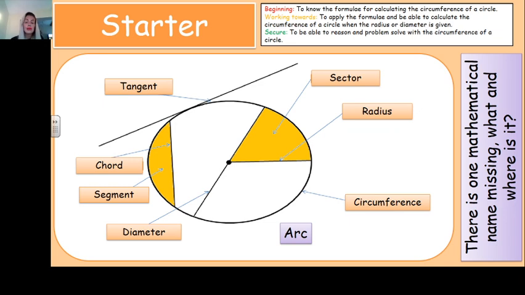Okay, so the one that looks like a pizza slice, guys, was the sector. The radius is the one that goes from one end of the circle to the middle, and the diameter is double the radius, so from one end of the circle to the other end of the circle.